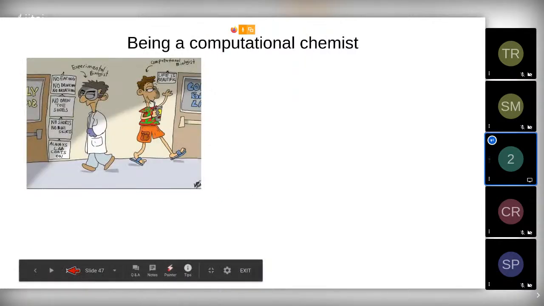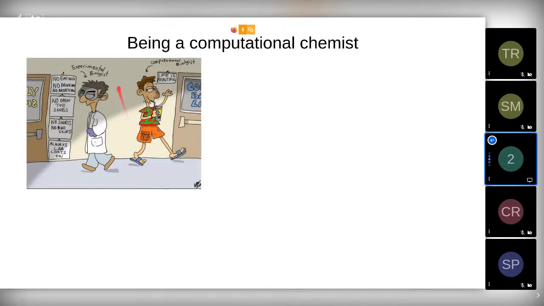So I want to give a brief idea about how it feels to be a computational chemist. From outside, you might think that a computational chemist's life is beautiful because you don't have to go to the lab like an experimental chemist, wearing lab coats, goggles, and closed-toe shoes and stuff like that. And you can work at any time, any hour, at any place, basically.